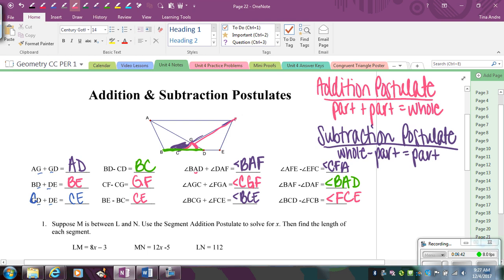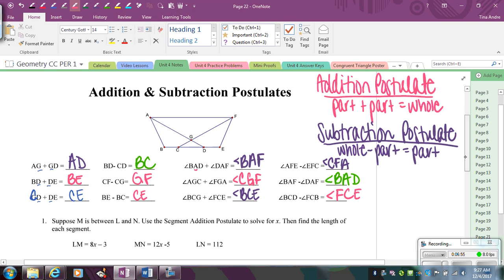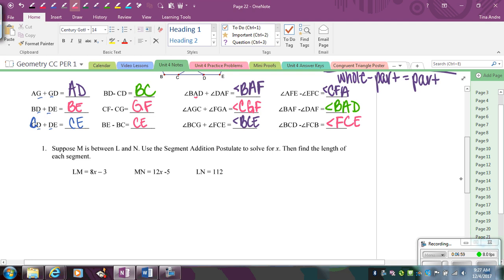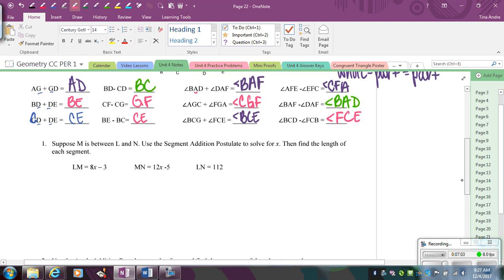Or you could say FCD if you want. Either way, same angle. So you can see some patterns between the letters, but you really just want to use the pictures for these, because that's going to be your easiest way to see what you're dealing with, what's left, and what you've now created if you're adding. So that's just looking at the picture, which is going to be really helpful for proofs.